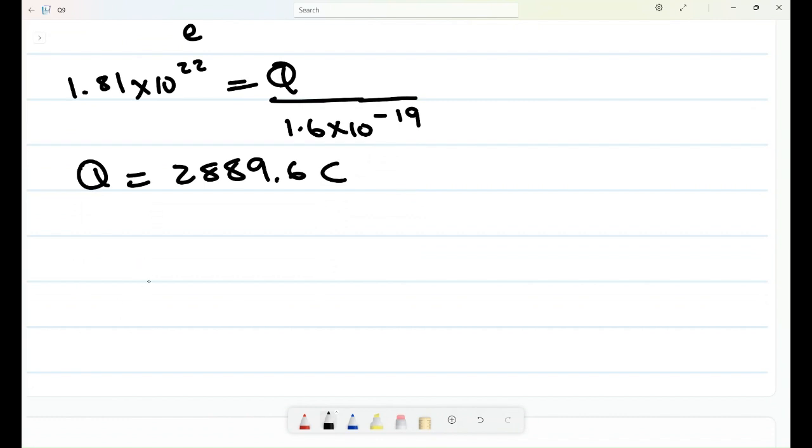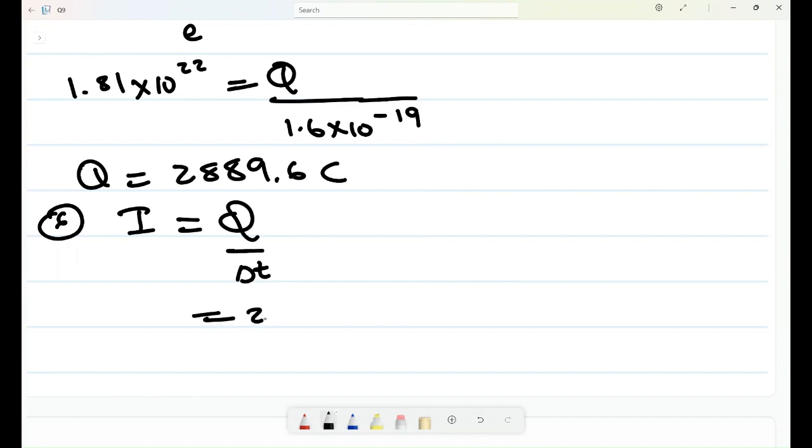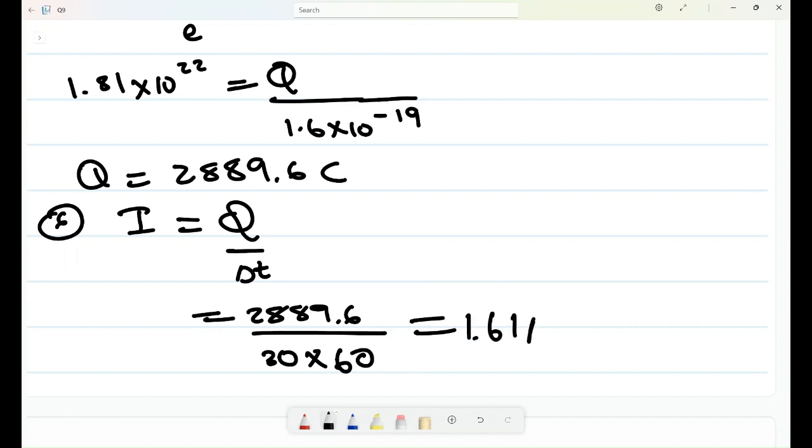Okay, then I can come here and see, all right, that's good. Then how am I going to use this? For current, step number 6, I is equal to Q divided by time. Then I can substitute. My time was given as 30 minutes, so I will convert to seconds. It will give me something like 1.61 amps.